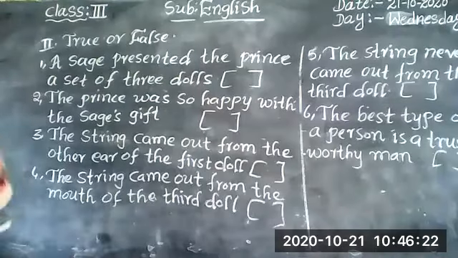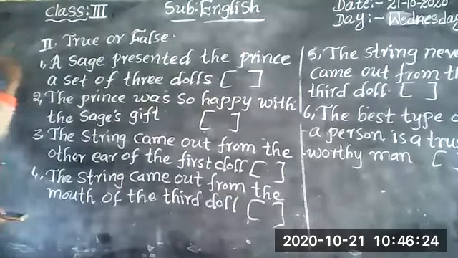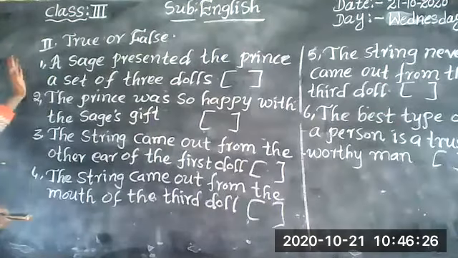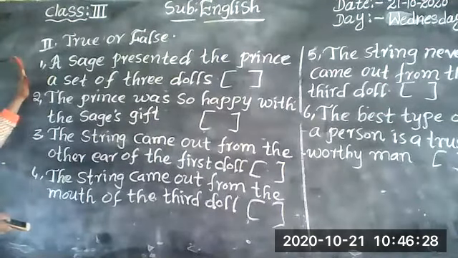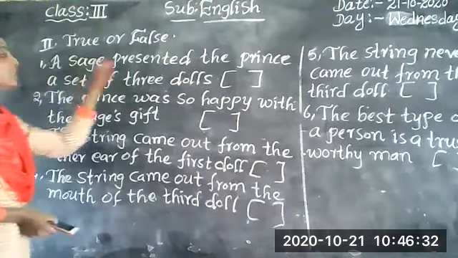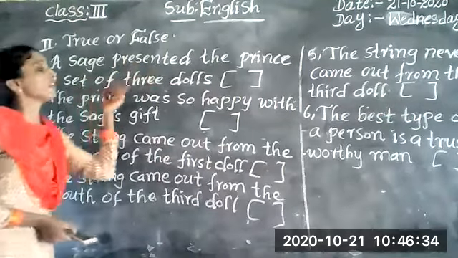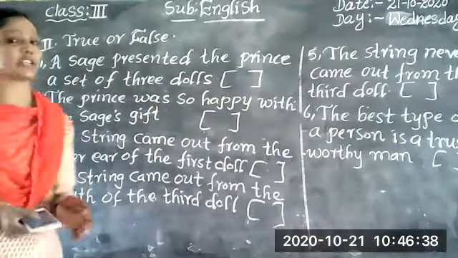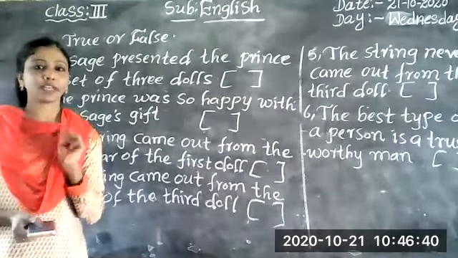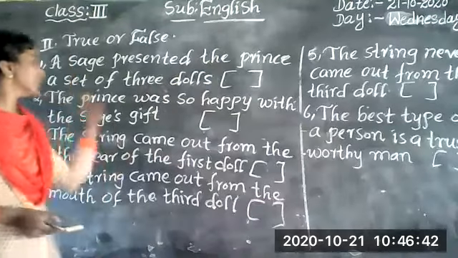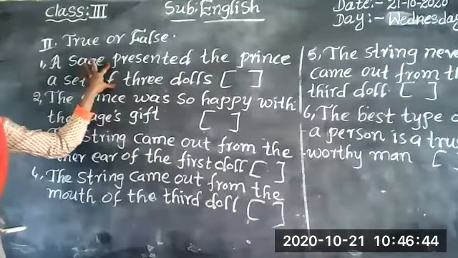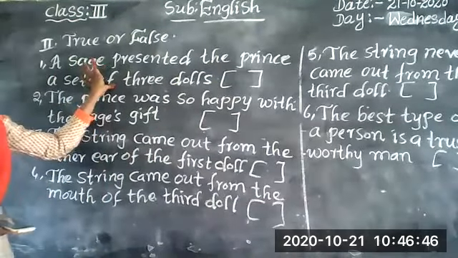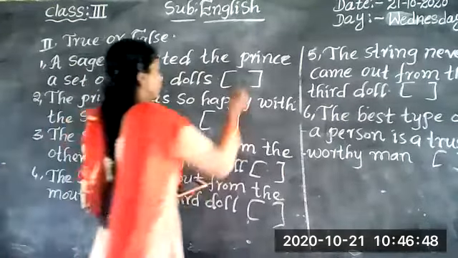Okay, look at here. The first one, the other two are false. Here, for the given statement, we have to find out whether it is true or false. Okay, the first sentence says the sage presented the prince a set of three dolls. So is the first statement true or false? It's true. Okay, you should write T.